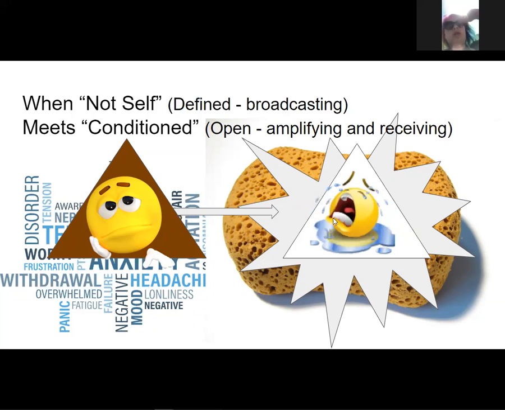Right? This person over here is feeling the amplification of those emotions, and it can be overwhelming. They're sponging up this emotional energy and holding it and carrying it with them. And so this is, again, we're not self and we're conditioned. And this is sort of the negative dynamic that can be going on.